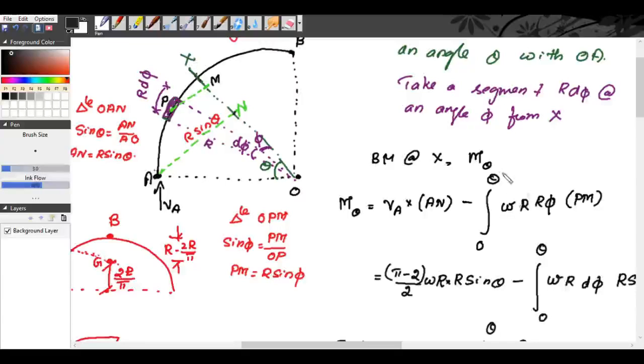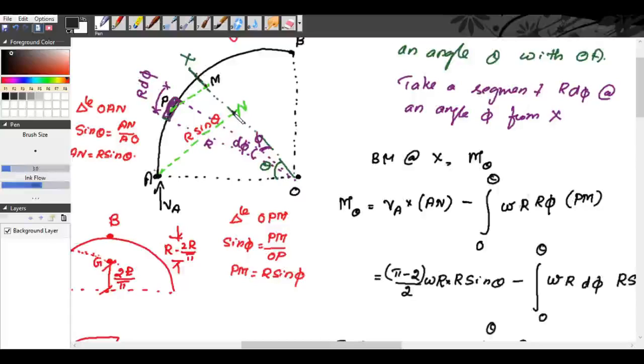minus integral 0 to theta WR into R d phi into, see, for bending moment, the distance is PM, right? For bending moment, the distance is PM. For twisting moment, the distance is XM, this distance. That is the only difference. So what is AN? AN is R sin theta. What is XN?